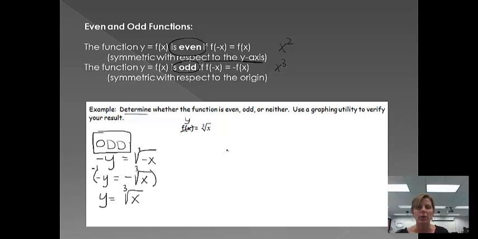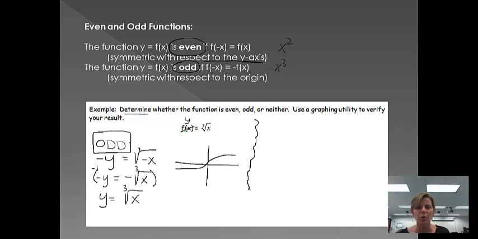And if I wanted to use a graphing utility to verify my result, you'll notice that if I were to graph it using my graphing utility, I'll get a graph that I believe looks like that. It's kind of a sideways John Travolta. And you'll notice that if I were to flip that 180 degrees or flip it upside down, I do get the exact same graph. So it is an odd function.